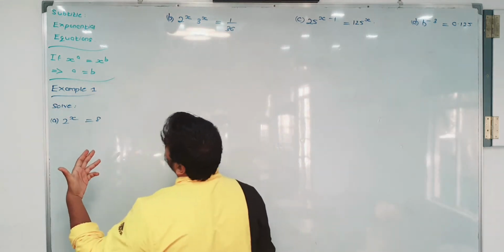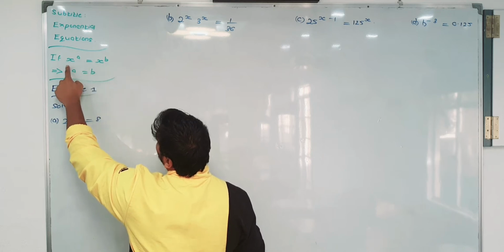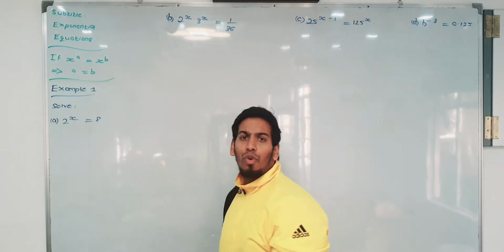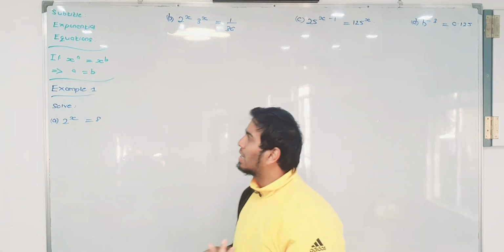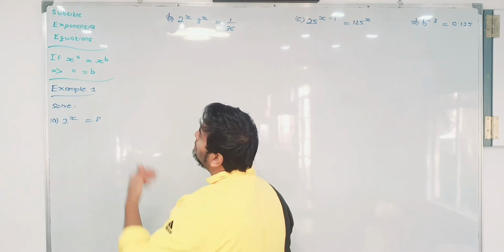And then in Form 3, we learn that in the topic of indices, whenever you have the same base on both sides, as you can see, my base is x on the left and my base is x on the right. So whenever you have the same base on both sides, it means that the power on the left will equal the power on the right.